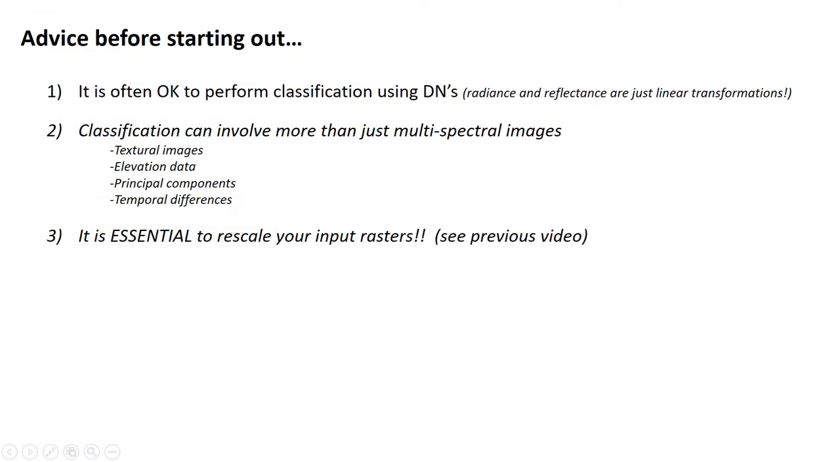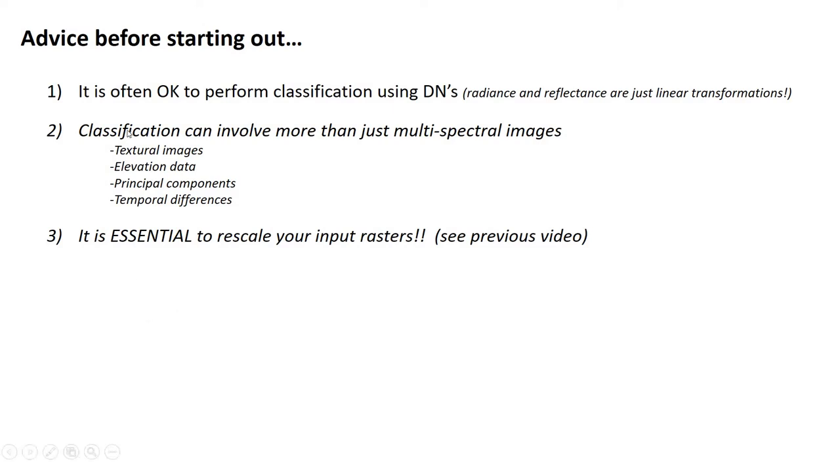Also, a little advice before we start out. Although we've gotten in the habit of converting from digital number into radiance or reflectance for many applications, for classification it's not so important to actually convert away from digital numbers. That's because classification really relies on parsing pixels based on their relative spectral signatures, whether they're relatively the same or relatively different. And because radiance and reflectance are basically linear transformations of digital number, it doesn't really change much as far as the classifiers are concerned. And we're going to rescale them anyway by normalizing them. So we don't need to convert away from digital number.